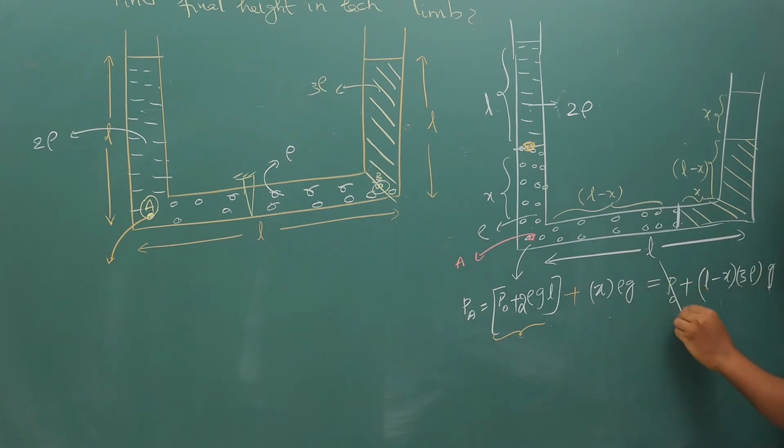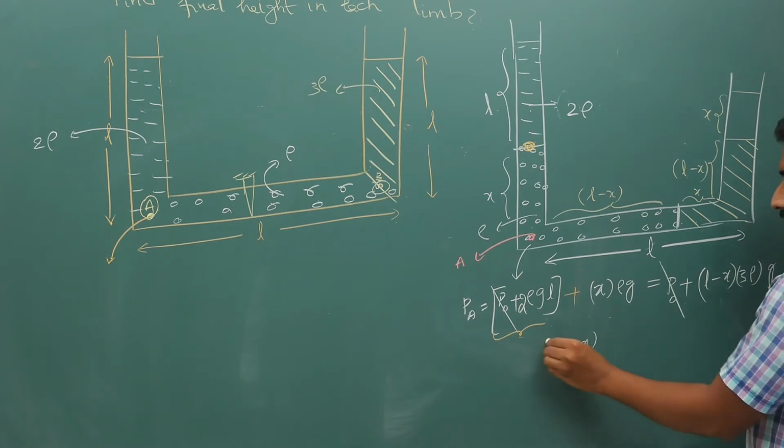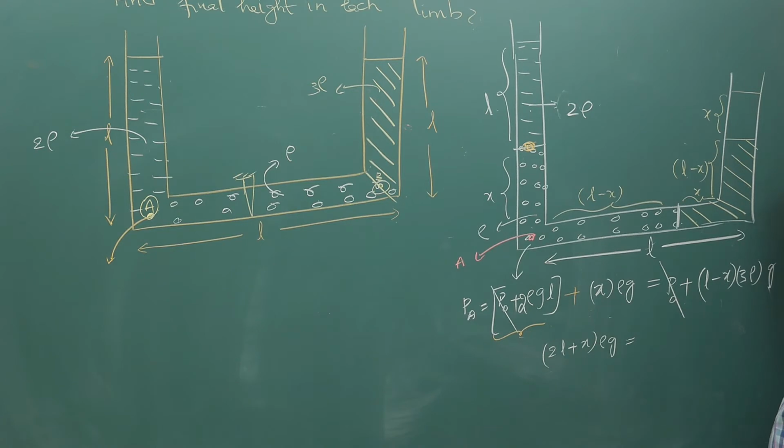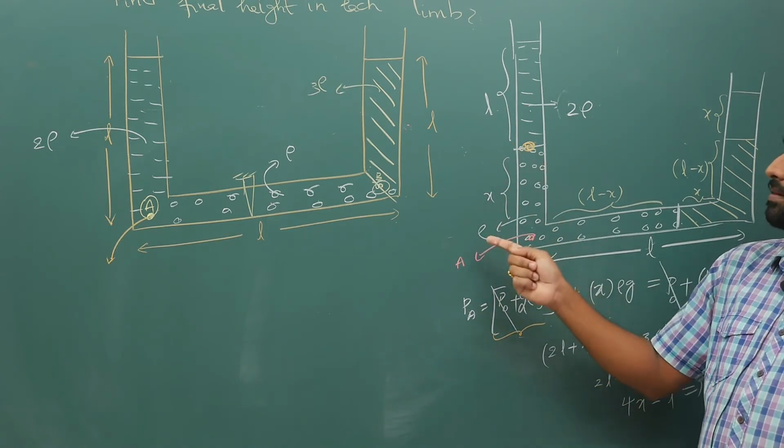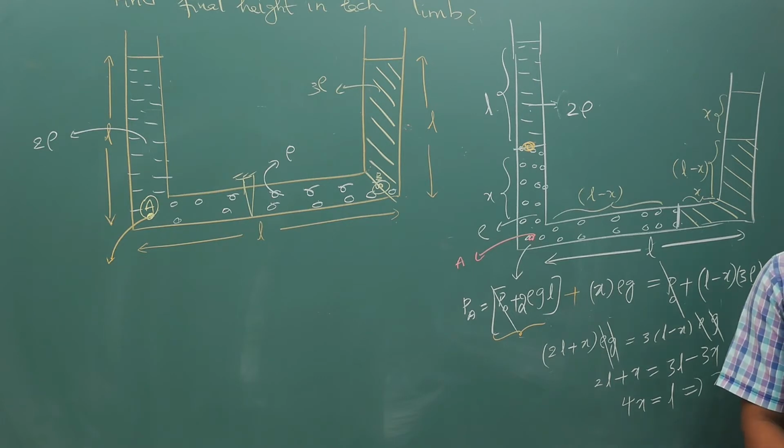Now P naught will cancel off. 2L plus x into rho G is equal to 3 times L minus x into rho G. Rho G will cancel off. 2L plus x is equal to 3L minus 3x. X plus 3x, that is 4x, is equal to 3L minus 2L, which is L. So x is equal to L by 4. That means this side it rises by L plus L by 4, totally 5L by 4. This side it is L minus L by 4, that is 3L by 4. This is how you are supposed to give your answer.